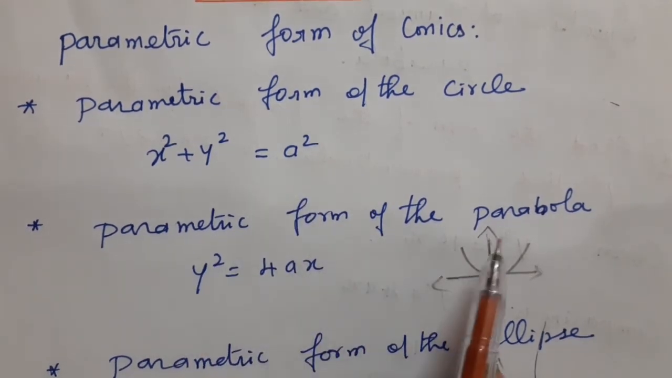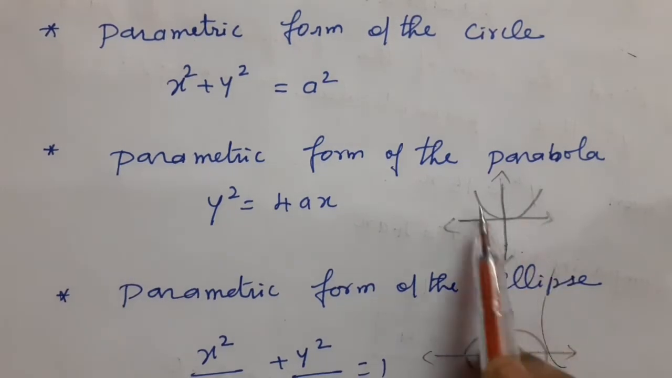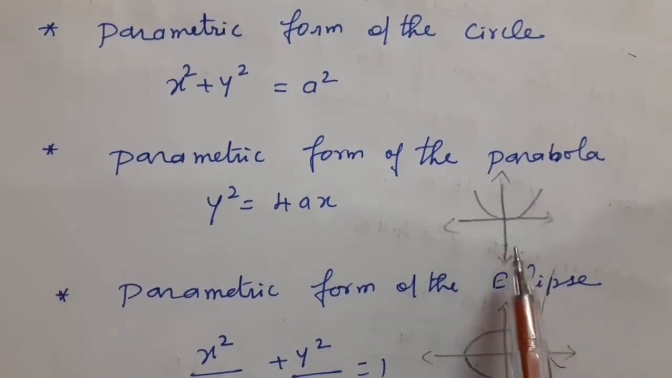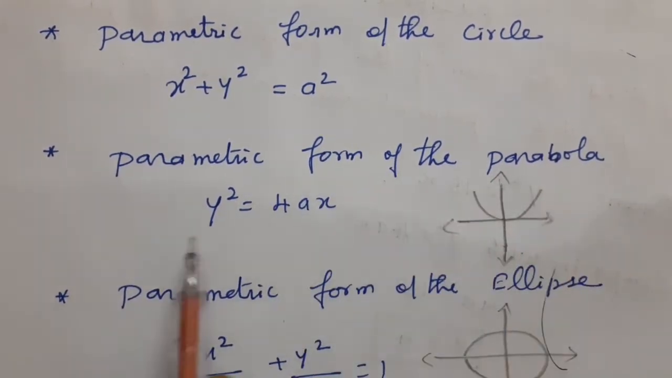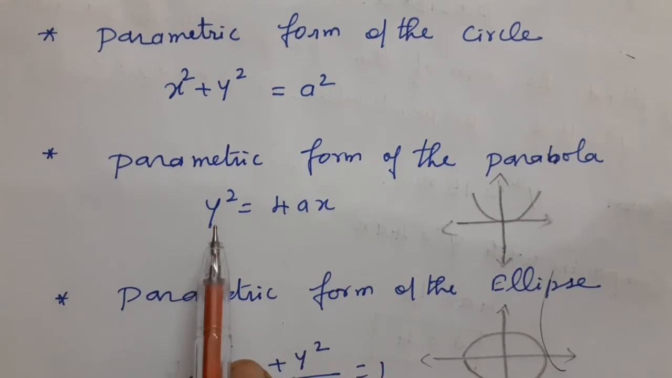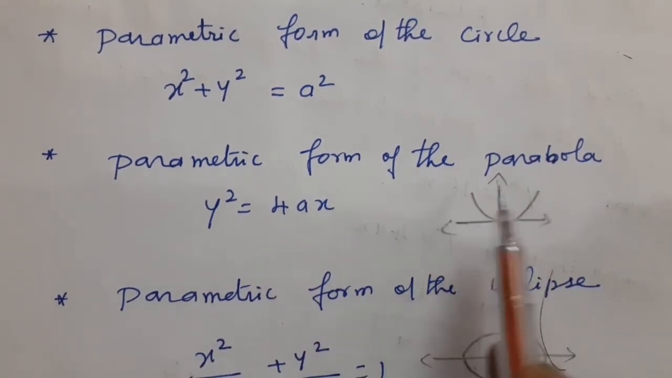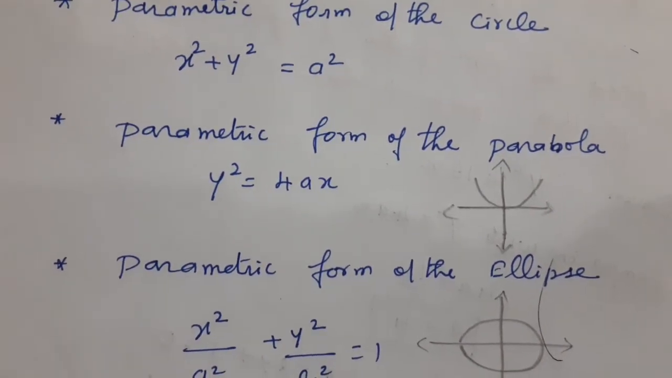Next, parametric form of the parabola. In tenth itself, you drew the parabola. That parabola, we are going to learn about upward, rightward, leftward, downward, everything. This is the parametric form of the parabola. What is the equation of the parabola in the parametric form? y square equal to 4ax. This is nothing but what? Parabola. Parabola studied in tenth itself. We drew a parabola by using the graph notebook.